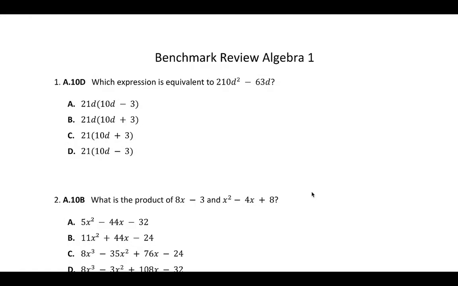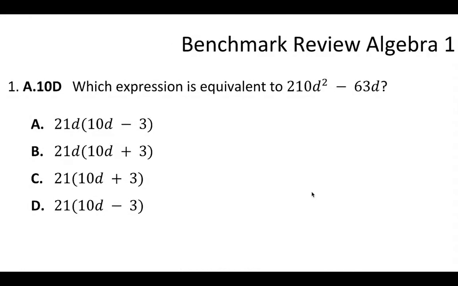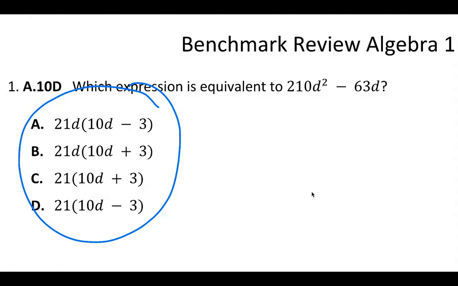Here we go. So number 1 says, which expression is equivalent to 210d squared minus 63d? So there's a couple options to go about this. Because we have these answer choices, you can work backwards, and instead of factoring by finding the greatest common factor, you could actually distribute what's on the outside to everything on the inside and then see what you get.